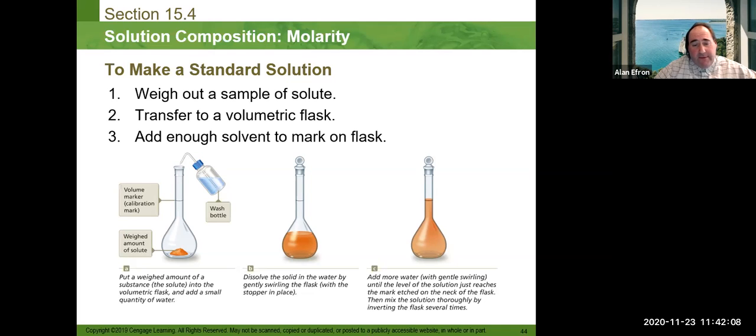Typically, what we want to do a lot of times, as you maybe saw in the video, is that people will take that solid and put it into a beaker with some water and pre-dissolve it a little bit.